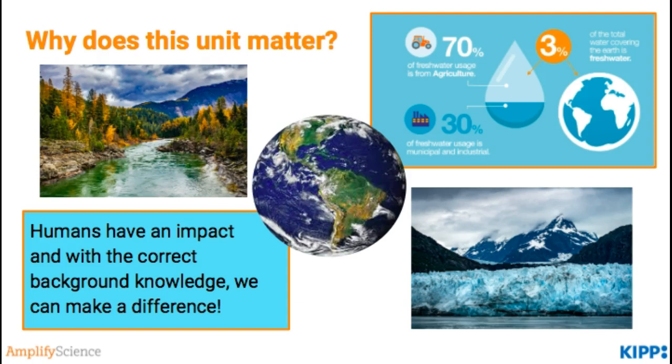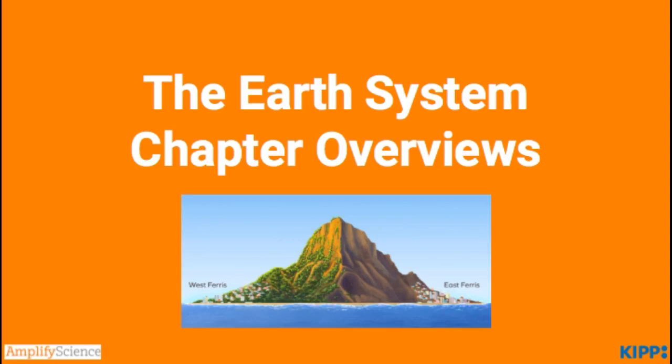So why does this unit matter? Water on Earth is an invaluable resource. This unit brings student attention to the reality of freshwater availability, what causes water shortages, ways that we can alleviate the effects of water shortages, and closing the unit with trying to solve a water shortage problem. Now we are going to take a deep dive into each chapter and the content that will be covered in the Earth system.